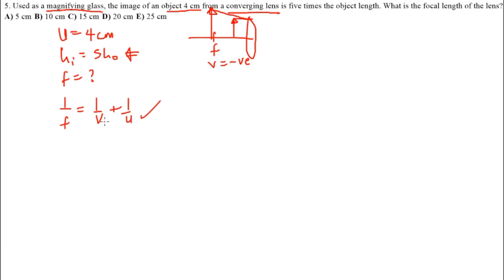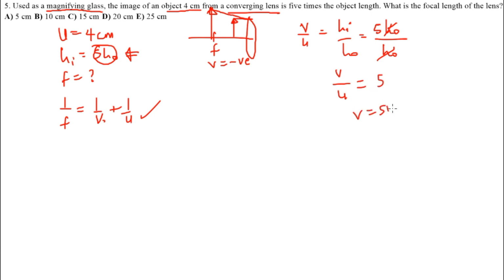So I know the u, I need v now. To find the v, I can make use of v over u equals image height over object height. But the information given in the question says the image height is 5 h naught, so I can cancel that out, which means v over u is equal to 5. That means v is equal to 5u. Because v should be negative, I can say v is minus 5u, because it has to be virtual for a converging lens to be used as a magnifying glass.